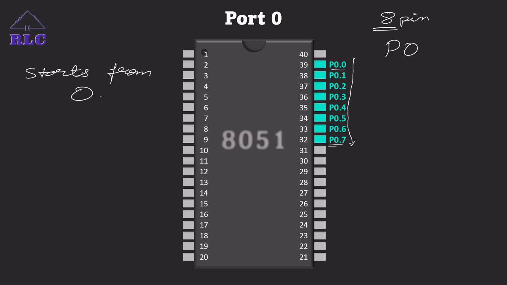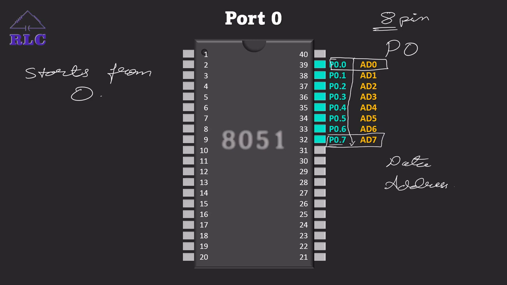And in the block diagram we have studied that P0 can be used for data and it can also be used for the address. That is, the lower order address pins are present in port 0, and the data pins are also present in port 0, which we represent as AD0 to AD7. That is, P0.0 represents AD0, and similarly P0.7 represents AD7.